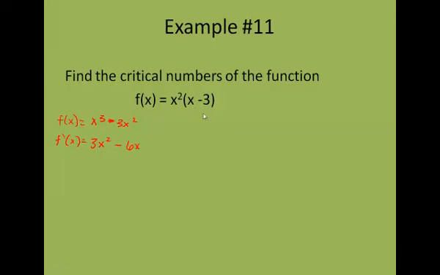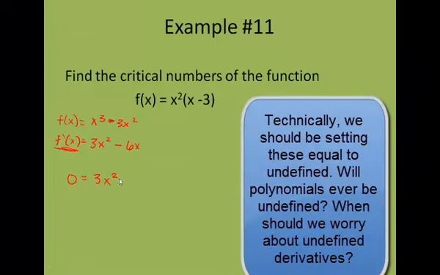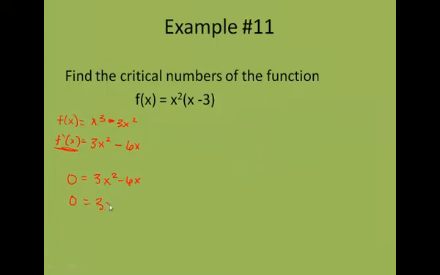And now I want to find the critical numbers of this function, so I am going to set this equal to 0 because, again, the critical values are those x values where the derivative is equal to 0. So I'm going to figure out what x values make my derivative equal to 0. So I am going to pull out a 3x, and I'm going to get x minus 2. And here then I'm going to set each one of my factors equal to 0.